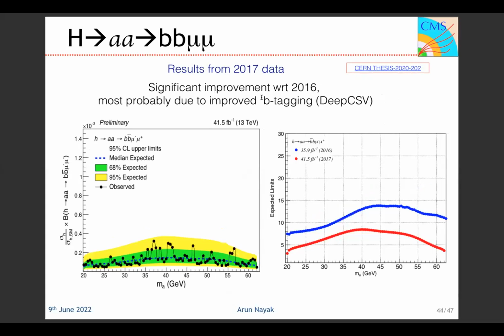Here is the further contribution, particularly using the 2017 data, where they improved with respect to 2016, particularly using the improved b-tagging algorithm. Initially, it was the combined secondary vertex algorithm. Now there is a DNN-based combined secondary vertex algorithm, called deep CSV. That further improved the analysis, the results or the limits on this production channel.